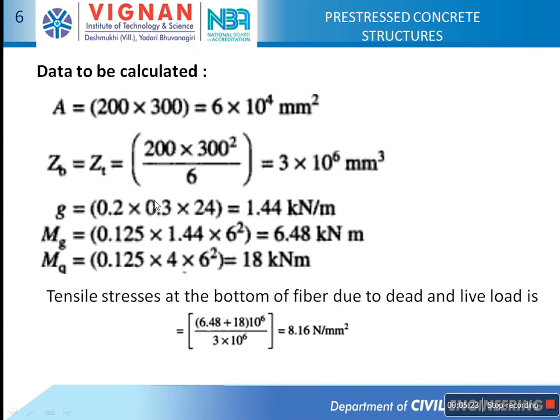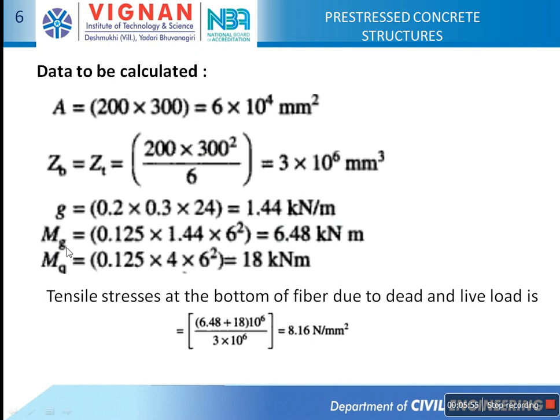So as it is a uniform section, Zp will be equal to Zt, which is equal to 200 into 300 square by 6, equal to 3 into 10 power 6 mm cube. Let us calculate the dead load of the given section, which is equal to the product of the dimensions of the beam into the density of concrete. That gives a total dead load, or the self-weight load, of magnitude 1.44 kN per meter.